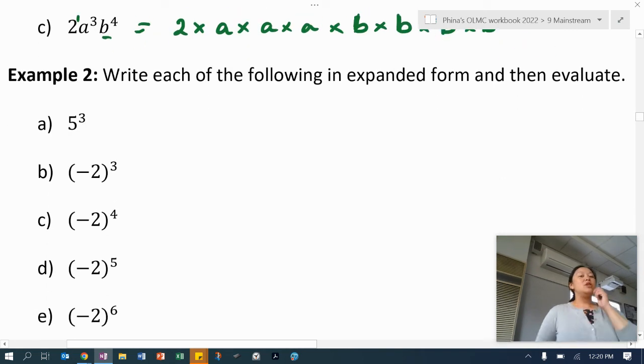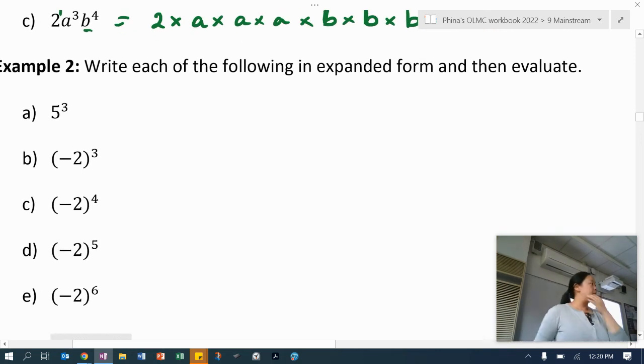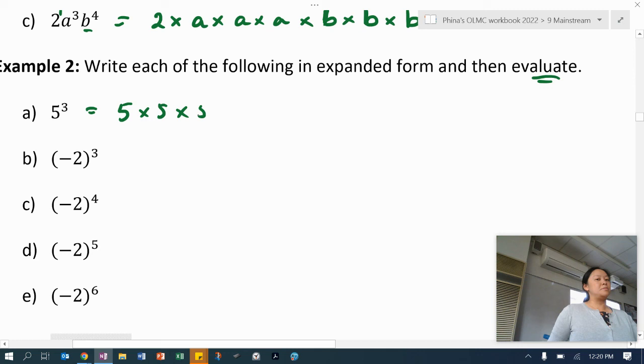Okay, number 2. Now it says write each of the following in expanded form and then evaluate. So if you see the word evaluate, it means work out the number. Okay, so the first one, 5 to the power of 3. So 5 times 5 times 5. So we've written it in expanded form. Then evaluate means work it out. 5 times 5 is 25. 25 times 5, 125.